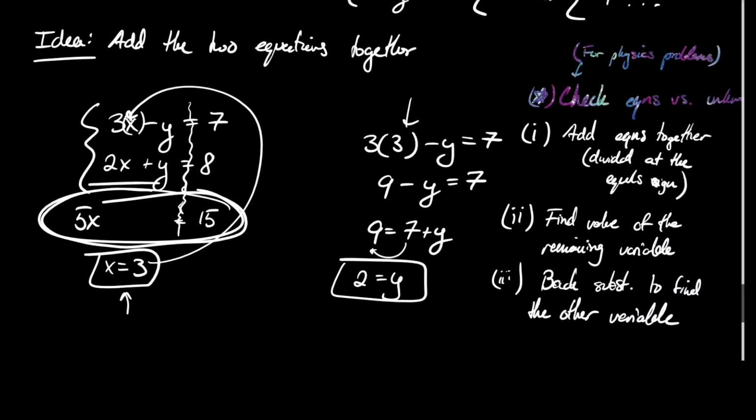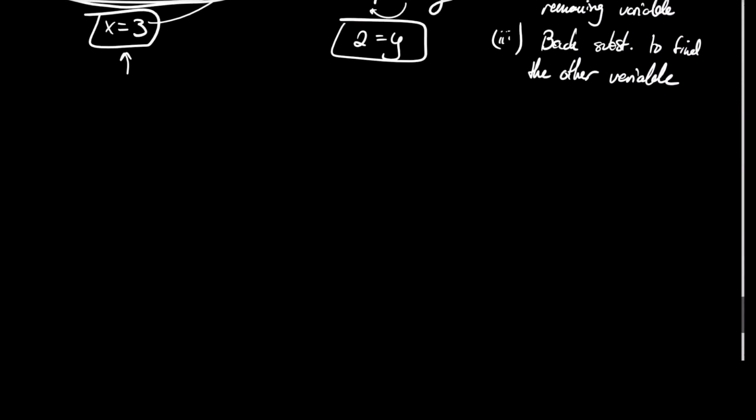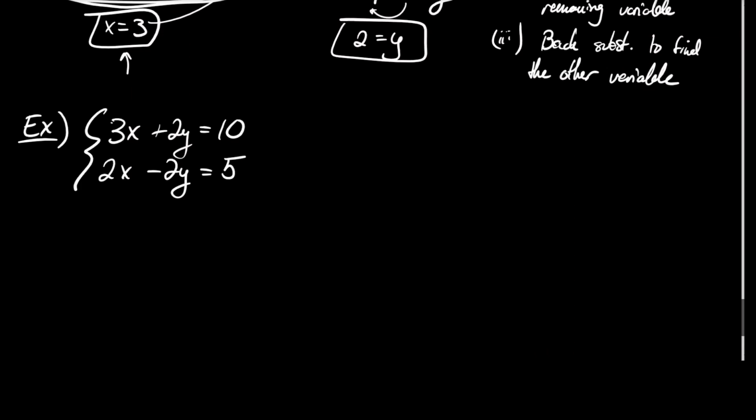Excellent. All right, let's do another example of elimination. Okay, this time we're going to do 3x plus 2y equals 10, and 2x minus 2y equals 5. Okay, as usual, step star, we check that we have two equations, two unknowns, and we do. So we're free to proceed.